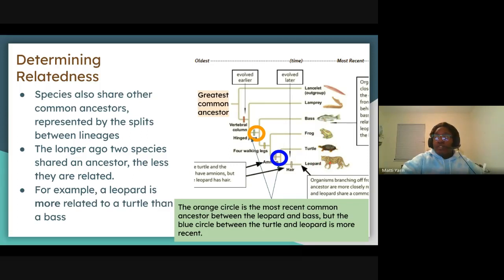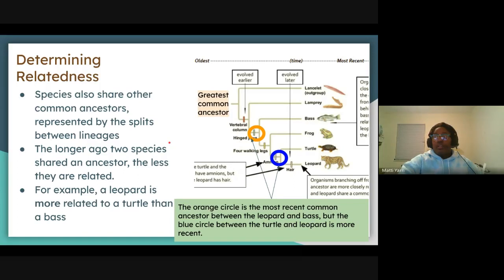However, if we want to compare the leopard to a different animal, such as the bass, which is this fish here, we have to take the leopard. We're going to trace, I'm going to show this on my tablet as well, so you'll see a little bit better. But we're going to trace this all the way back to these hinged jaws here, and that's where the bass meets up. That's the first time that they come back together and they meet up. And so that was a long time ago compared to this ancestor here. And so we know that the leopard and the turtle are a lot more related because they have a more recent common ancestor versus the bass and the leopard, which have an older common ancestor. Okay.